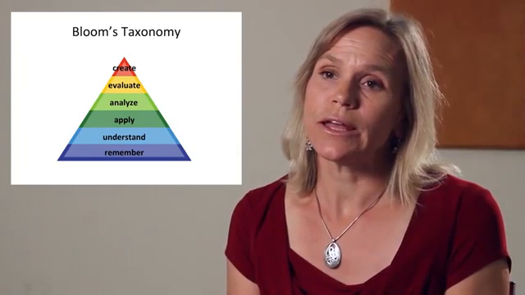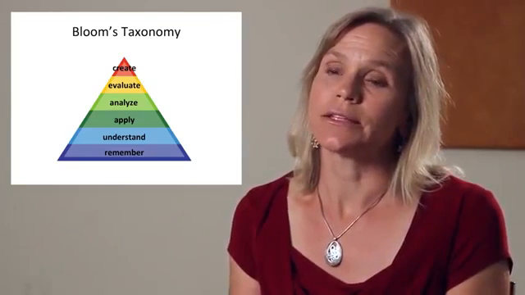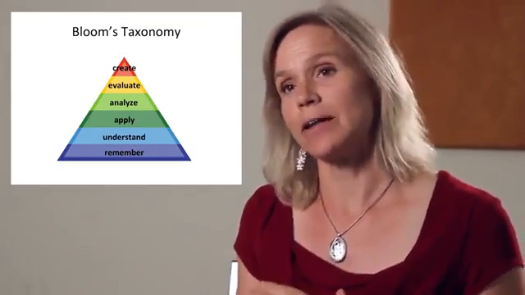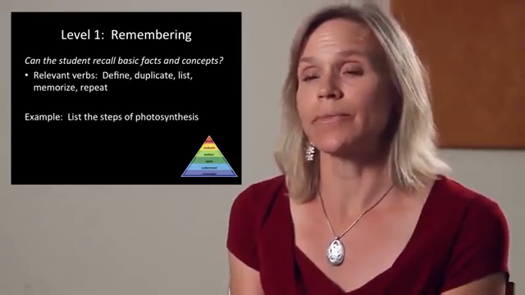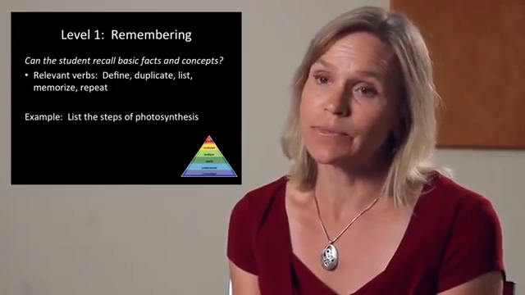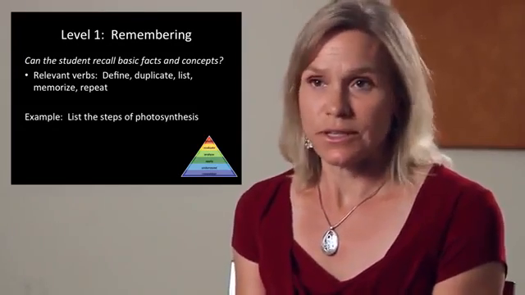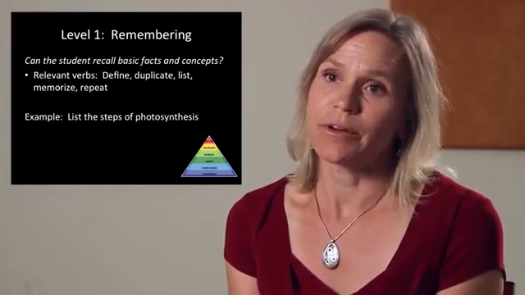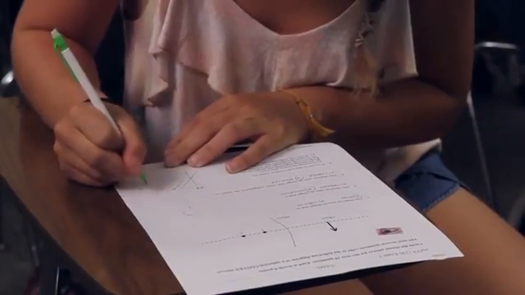So we think of Bloom's taxonomy usually as a triangle, and what we do with that is we put the lower order skills on the bottom and the higher order skills on the top. So at the very bottom of the pyramid is remembering. And remembering is exactly what it sounds like. It's something that you would be able to memorize. So for example, list the steps of photosynthesis, to give a biological example. That would be a remembering type of skill. Doesn't require too much thought, but it does require that you memorize something.